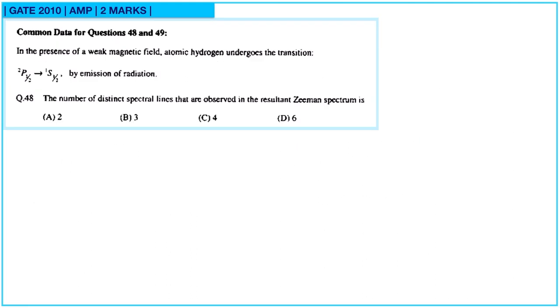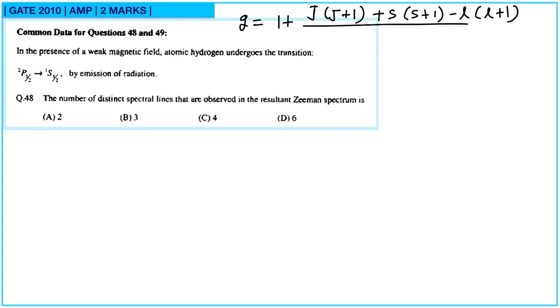Next question. In the presence of a weak magnetic field, atomic hydrogen undergoes a transition 2p1/2 to 1s1/2 by emission of radiation. The number of distinct spectral lines that are observed in the resultant Zeeman spectrum is. So for this case, we have to calculate first Landé factor g. Now g is 1 plus [J(J+1) plus S(S+1) minus L(L+1)] upon 2J(J+1). So this we will calculate for both the cases. We have 2p1/2 and we have 1s1/2.